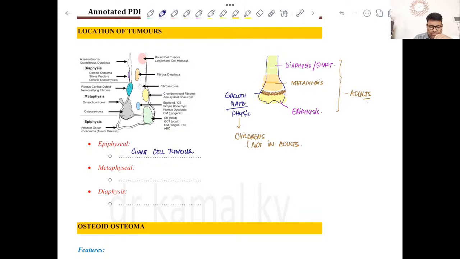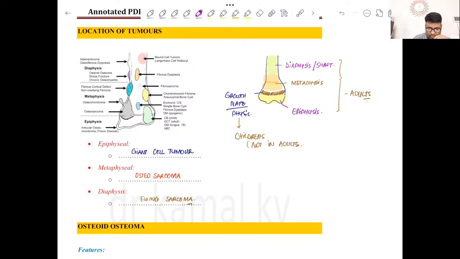If I say at least one condition from metaphysis, you have to answer osteosarcoma. And if I say one condition from diaphysis, then you have to remember Ewing's sarcoma. Clear? So these are just one condition from different areas of the bone. Now there are some other conditions, and if you can remember them, nothing better than that.